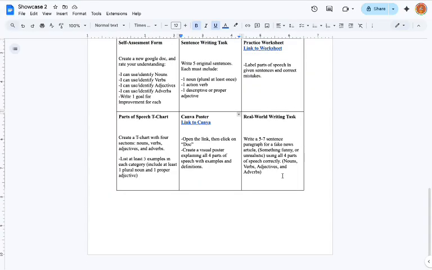The last option they have is a real-world writing task, which they will write a 5 to 7 sentence paragraph for a fake news article, something kind of funny or unrealistic, and then using all four parts of speech correctly. Nouns, verbs, adjectives, and adverbs.